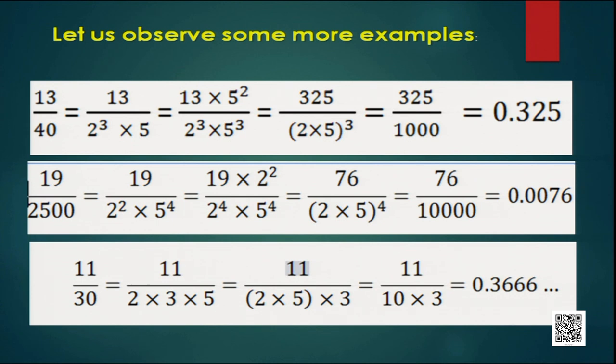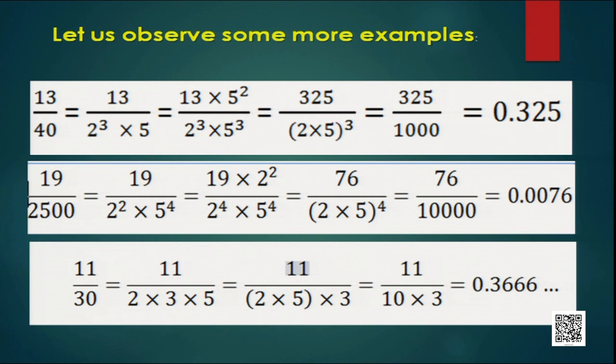In another example, we take 19 by 2500. So 2500 in the denominator can be split as 2 to the power 2 into 5 to the power 4. Both the factors 2 and 5 are there, but they do not have the same power. So in order to make their powers the same, I multiply 2 to the power 2 in both the denominator as well as in the numerator. So in the numerator I find it is 76 and the denominator becomes 2 to the power 4 into 5 to the power 4. Then 76 by 2 into 5 whole to the power 4 becomes 76 by 10,000.